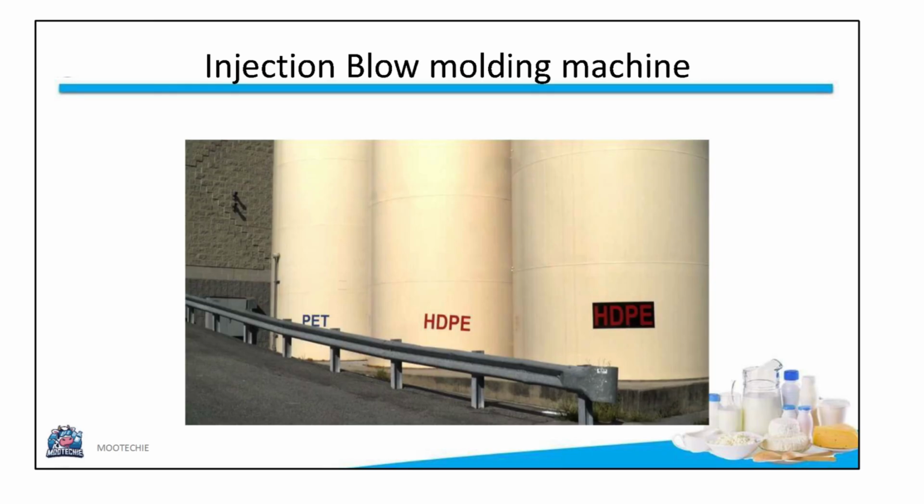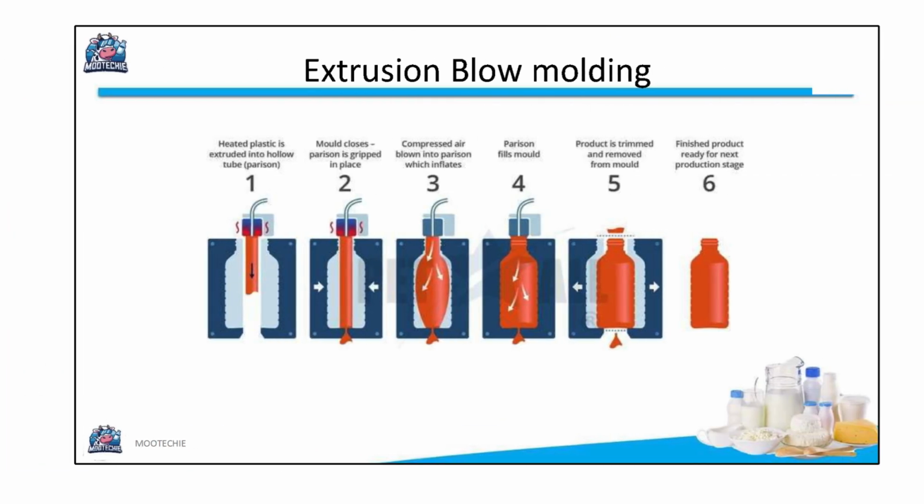Next, we explore the second method, extrusion blow molding. In this process, heated plastic is first extruded into a hollow tube called a parison. Then a mold closes around the parison, gripping it in place. Compressed air is then blown into the parison, causing it to inflate and take the shape of the mold. Once the parison has filled the mold, the product is trimmed and removed. The finished product is then ready for the next stage of production.